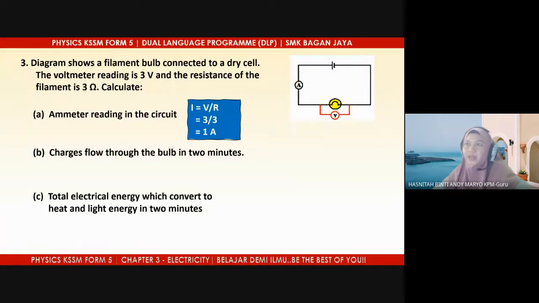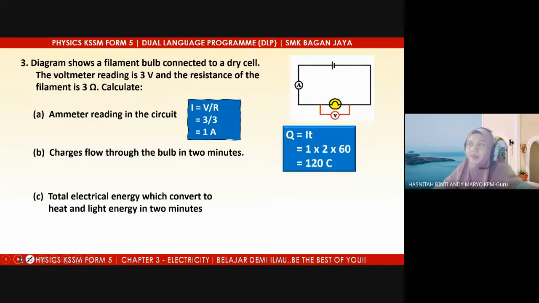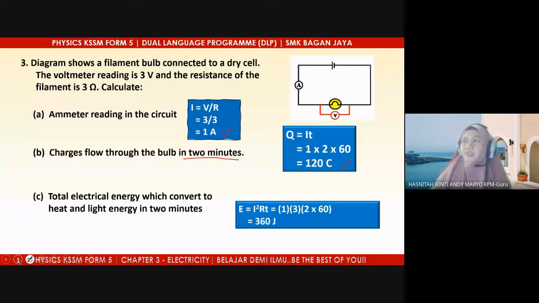Very good. Okay, then the charges flow through the bulb in 2 minutes. So this is the equation for charge: Q equal IT. The current we have calculated in A, and we have the time, 2 minutes, so convert 2 minutes into seconds. Very good, they give you 120 coulomb. Okay, electrical energy converted to heat, so you can use this equation: E equal I squared RT. This is the substitution for I, this is R and this is the time.